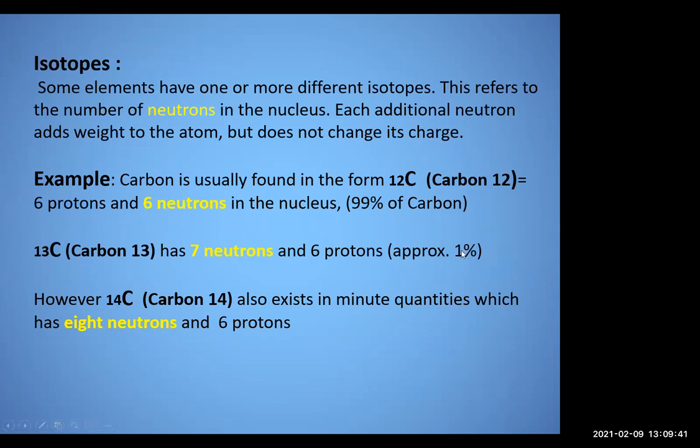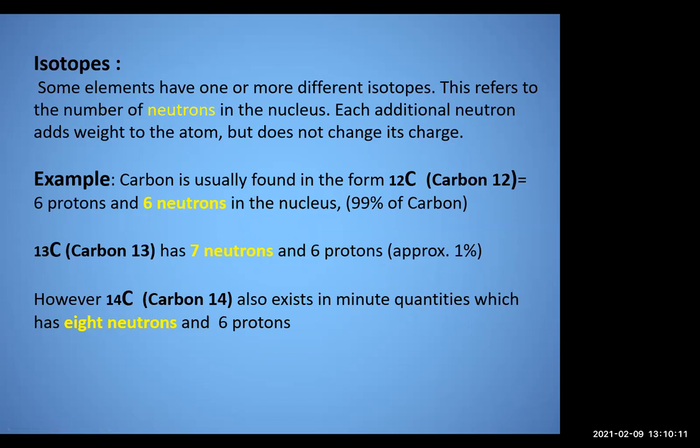So as I said, there is such a thing as isotopes, and isotopes are going to differ from each other in the number of neutrons that they have in the nucleus. A good example of an element that has different isotopes is carbon. So almost all the carbon on the planet is, okay, let's stick with the planet.